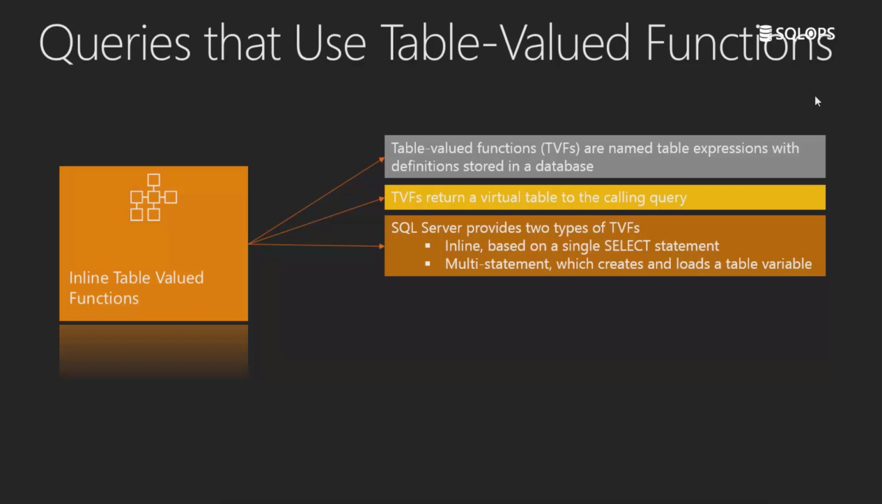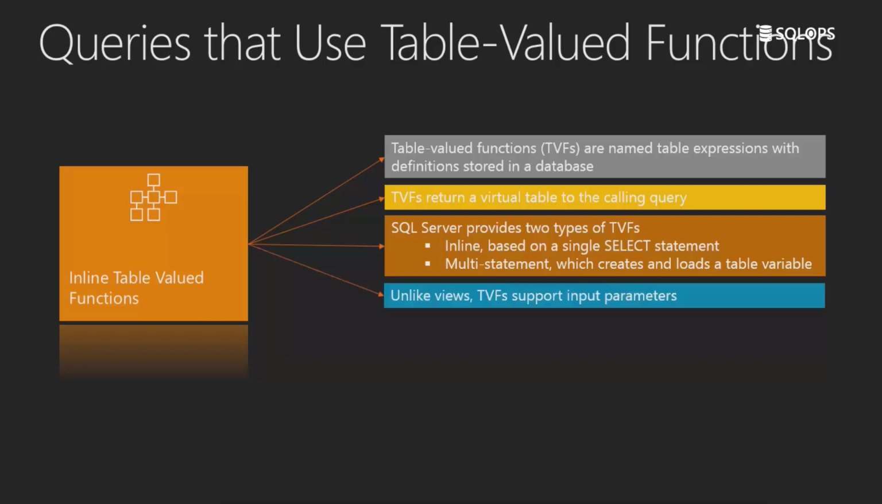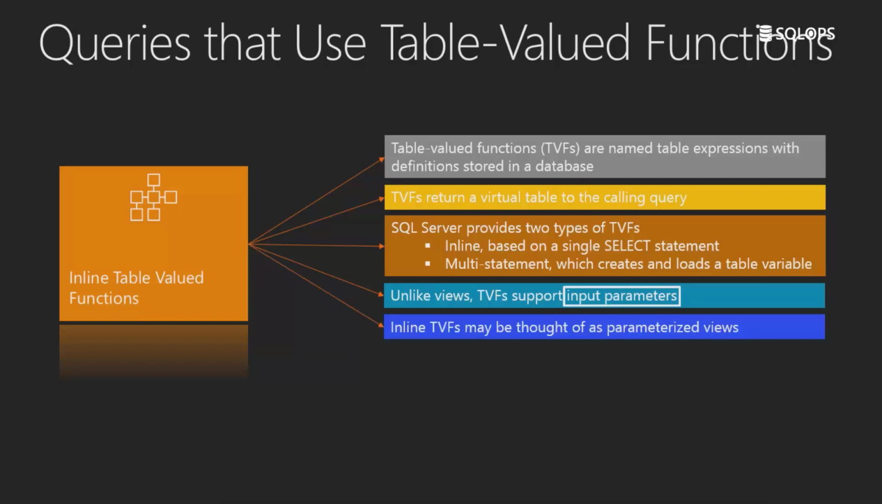Although inline table-valued functions have so many properties in common with views, the key distinction between views and inline table-valued functions is that inline table-valued functions can accept input parameters. Therefore, you can think of inline table-valued functions conceptually as parameterized views and choose to use them in place of views for occasions when flexibility of input is preferred. Now let's see how to create an inline table-valued function.